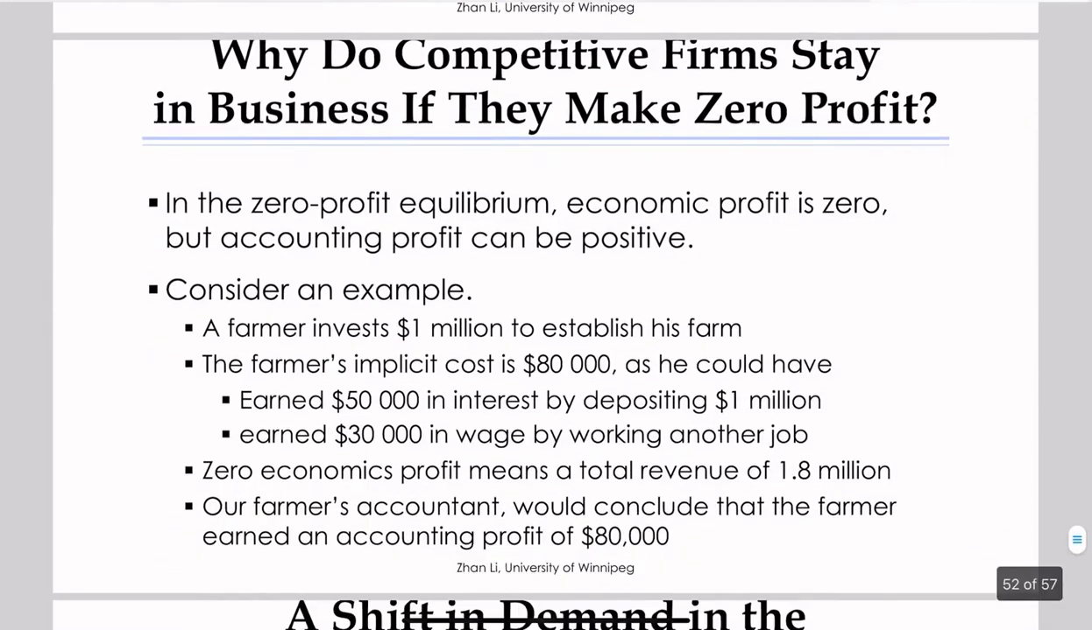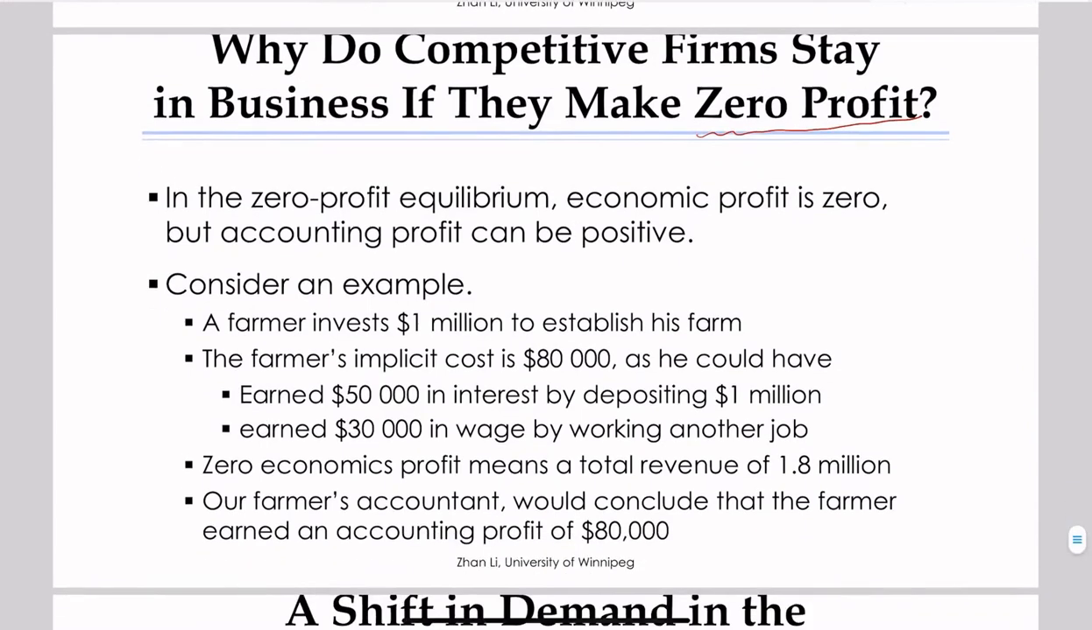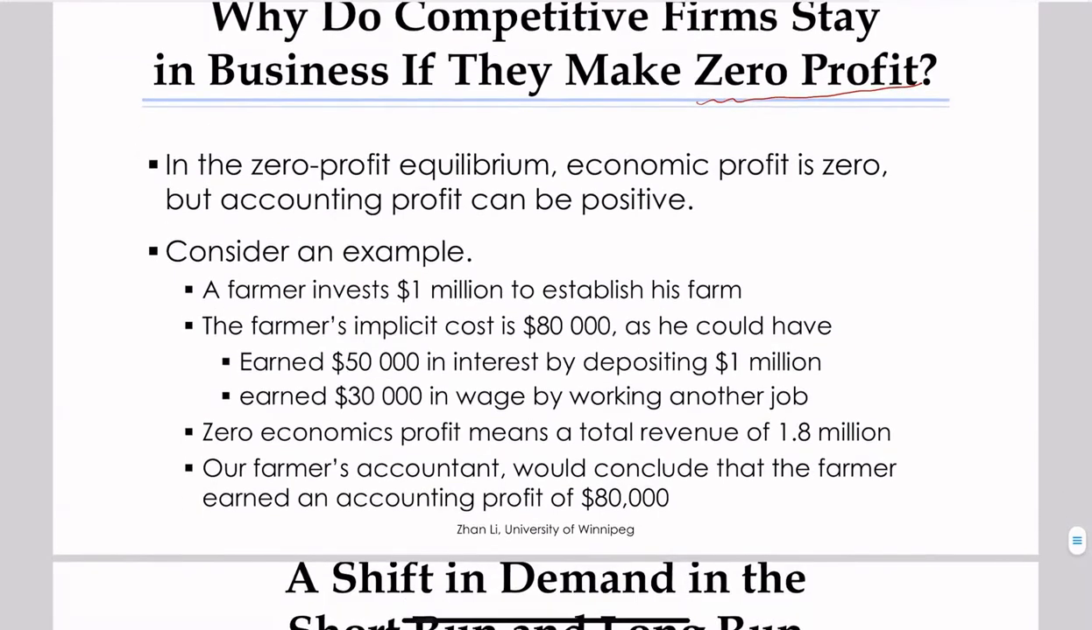Okay, now you might wonder why firms stay in business if they make zero profit, right? Because we know that in the competitive market, in the long run, competitive firms will just make zero profit. So why do they still want to operate? Well, the reason is that zero profit here essentially means zero economic profit. However, firms could still make positive accounting profit. So let's see this example here. Let's say a farmer invests $1 million to build his farm.